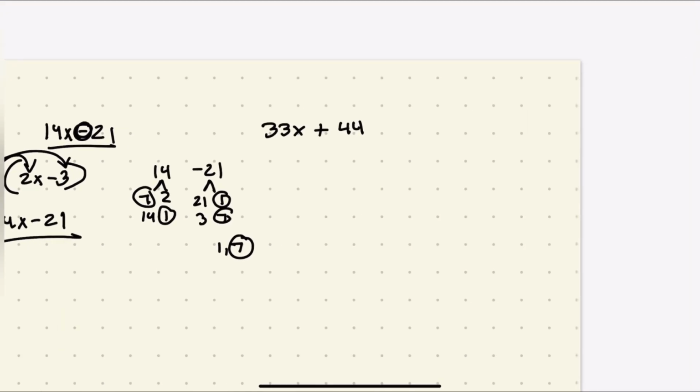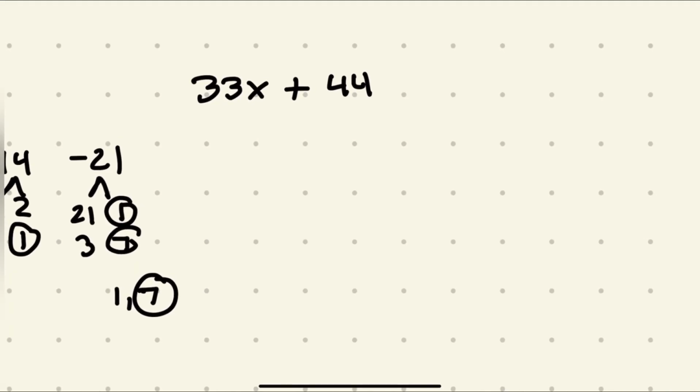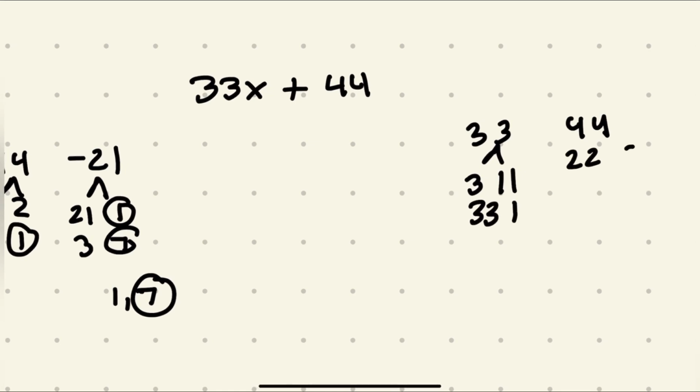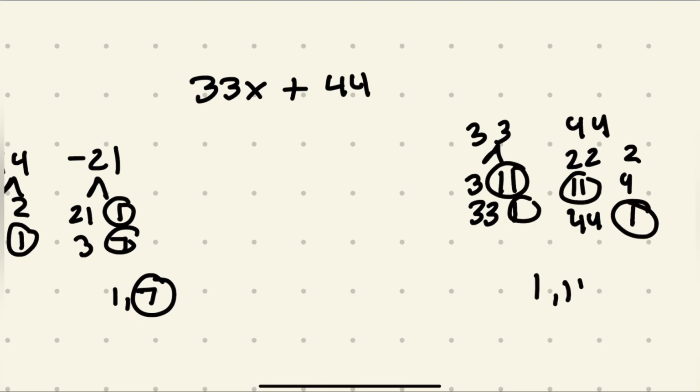Let's do the final one. We have 33x and 44. Okay, it's 3 and 11, 33 and 1. For 44, it'd be 22 and 2, 11 and 4, 44, and 1. So what are the common factors? Well, I see 1 and 11. Which one's greater out of these two? It would be 11. So that's our greatest common factor.